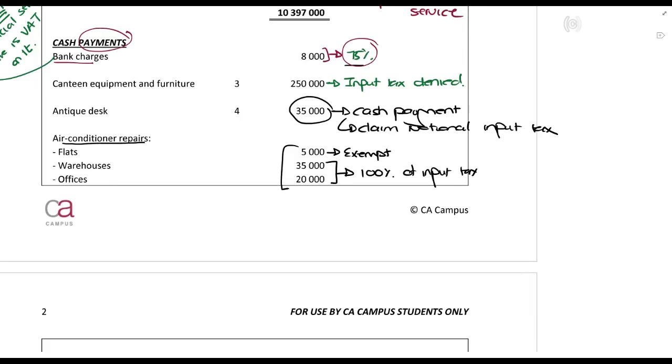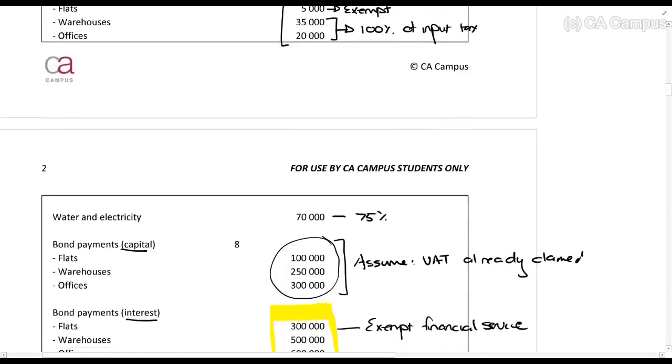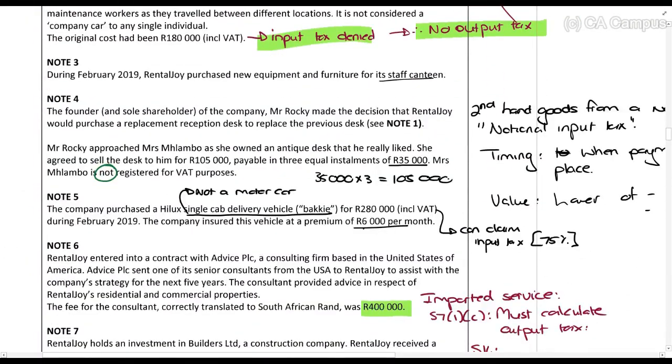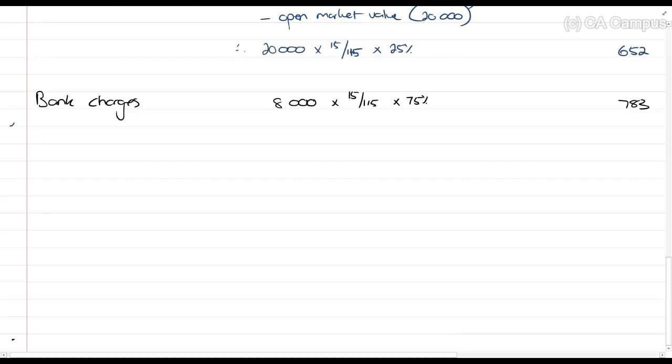Then we have the canteen equipment and furniture. So this you'll remember were new things that were purchased for the staff canteen. So all of that we know is input tax denied. So canteen, you have to say input tax is denied and give the reason. It's entertainment. Right, and that's section 17 2A.